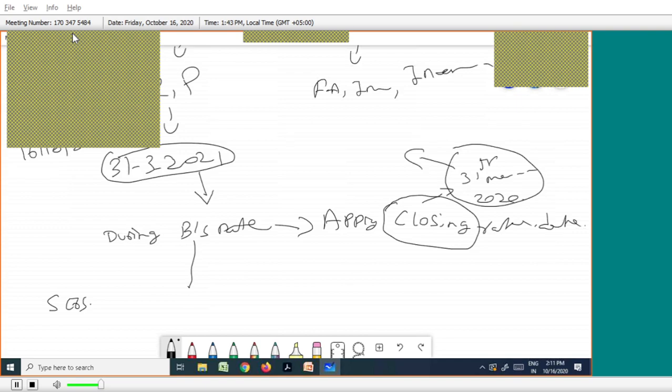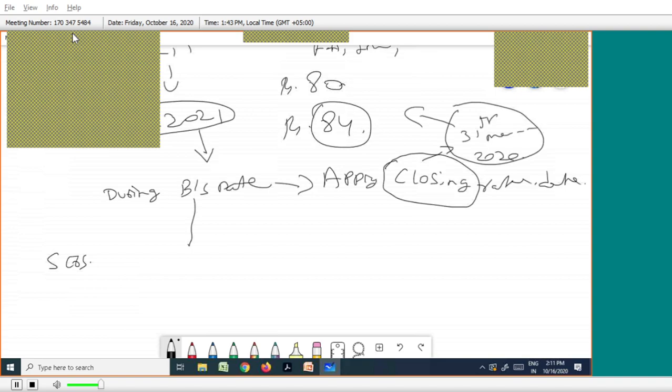For example, on 31st March 2020, the rate is rupees 84. Initially, when I purchased, the rate was 80. Now it becomes 84. What I should do is revalue sundry creditors as 84 lakhs, because 84 into $1 lakh is 84 lakhs. I have to revalue this item as 84 lakhs because sundry creditors is a monetary item.